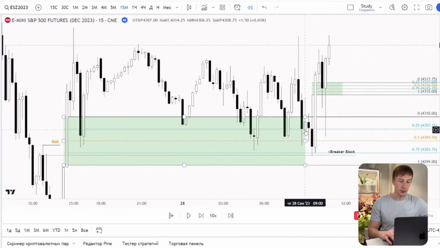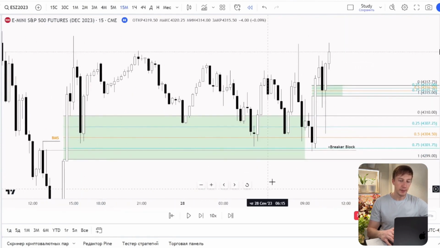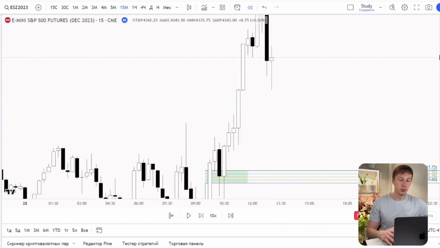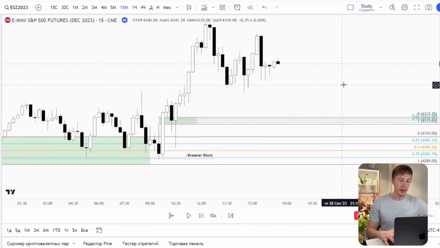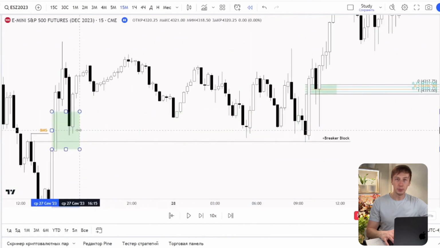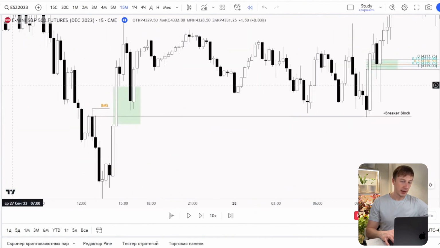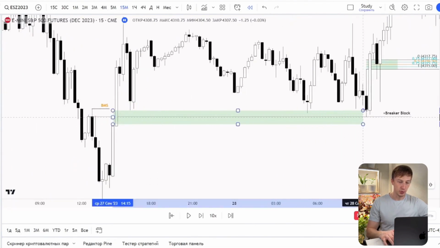The probability of a reversal here is very high. And as you can see, the price really did move upward after that. It's also important to understand that many people believe if an imbalance has been partially filled, for example, halfway, then it is no longer relevant. There is some logic to this because the price does indeed react to the unfilled portions.